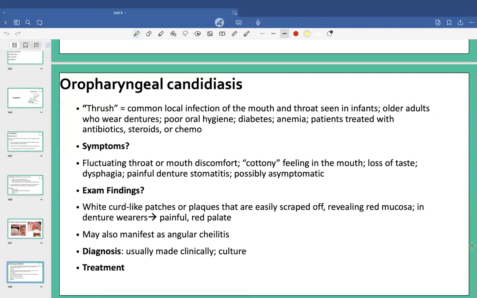Diagnosis is typically made clinically. More than likely, when you see it, you're going to think, okay, this looks like thrush, and you will treat it as such. You're not going to swab every patient that comes in with thrush symptoms. For the oropharyngeal type, you're not going to swab everybody.